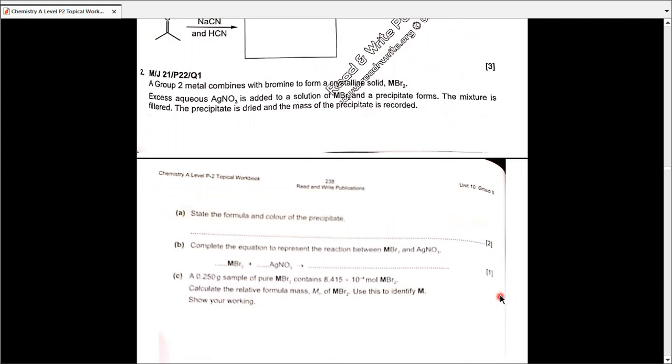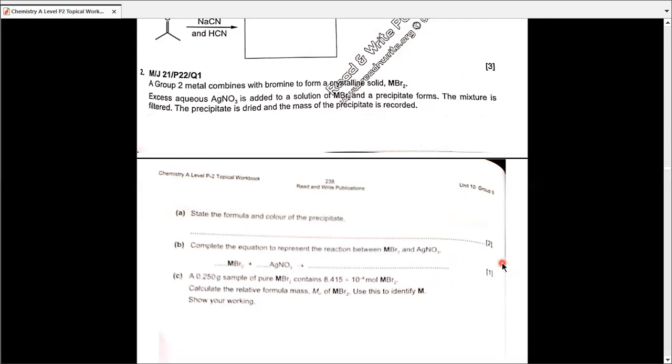This whole thing seems too easy, because as far as the color of the precipitate is concerned, you'd easily be able to tell it, and you'd already know that this specific color belongs to this specific formula. Yeah, like silver bromide and cream precipitate. Great.